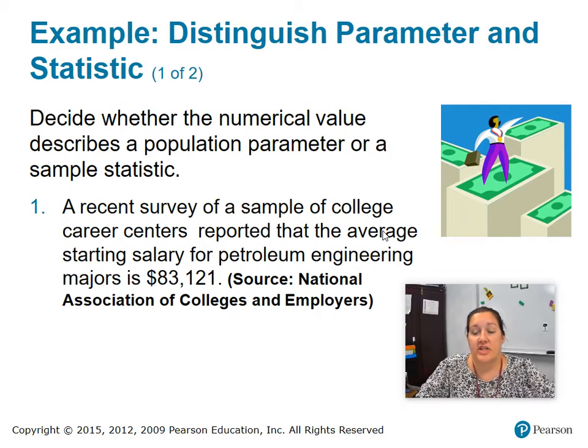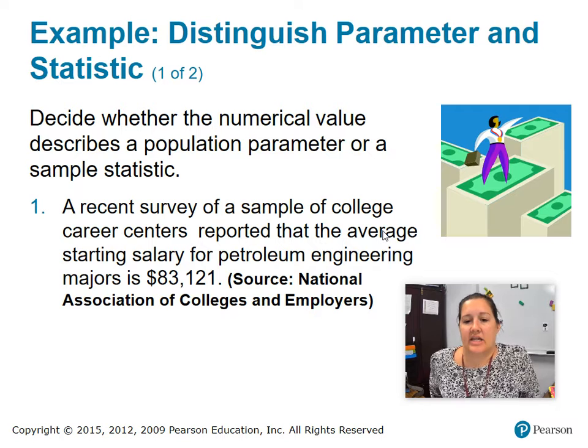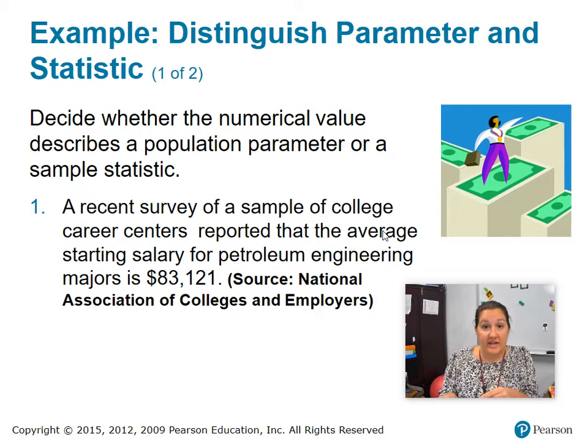Next example, distinguishing the difference between parameter and statistic. Are we looking at a population or a sample? So, first example: a recent survey of a sample of college career centers reported that the average starting salary for petroleum engineering majors is $83,121. Realize that this is outdated, but do we think that it's going to be population or a sample? Pause the video, think for yourself, go back to the definitions, and take a guess before I go to the next slide.